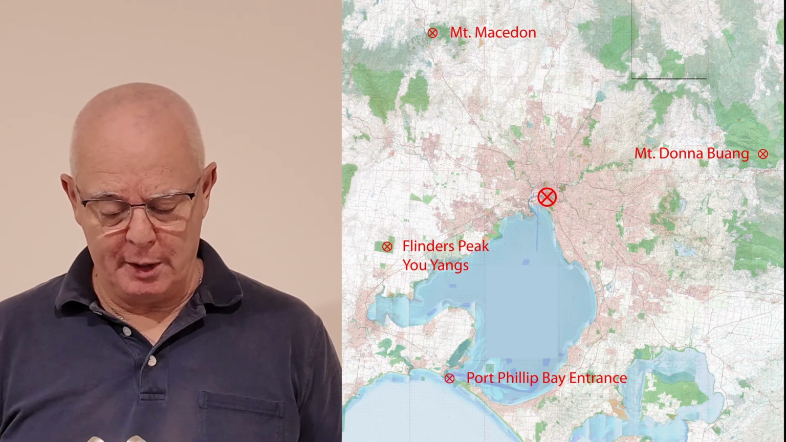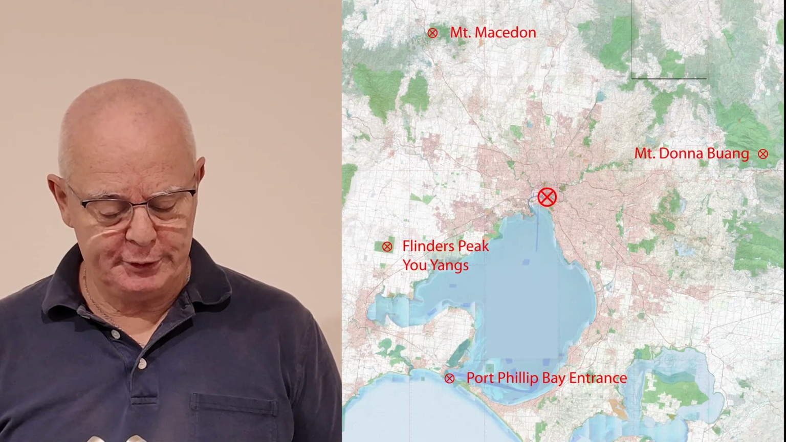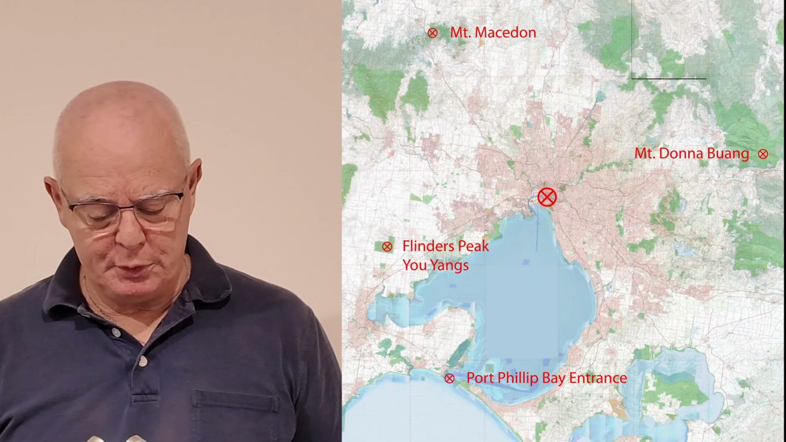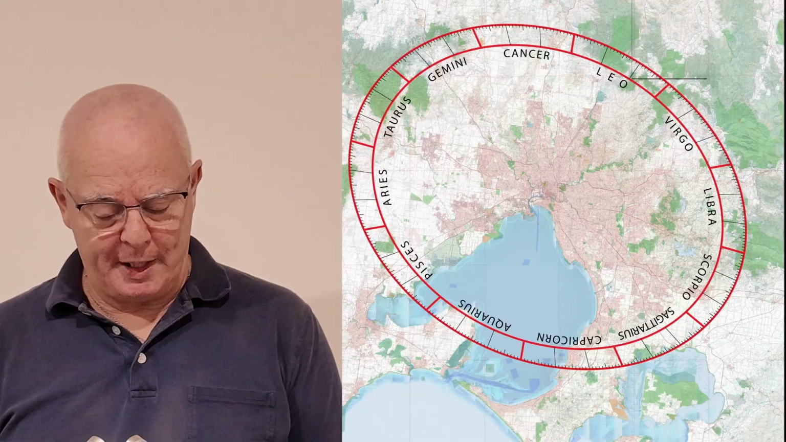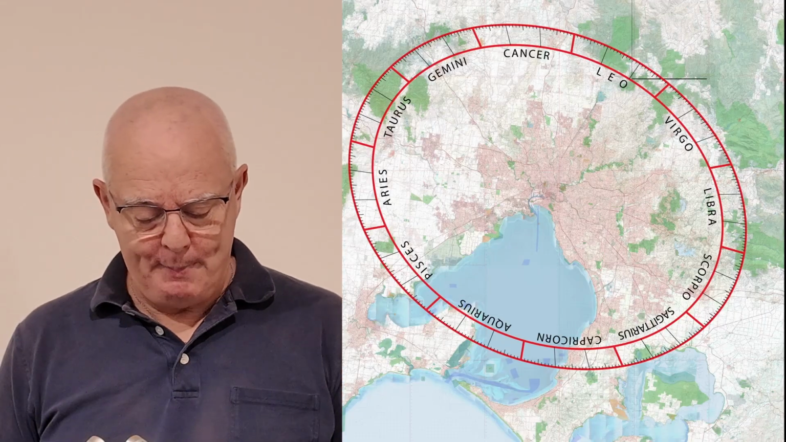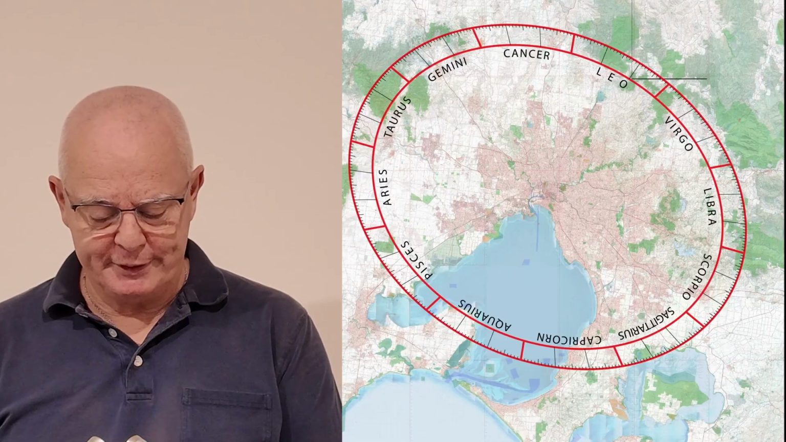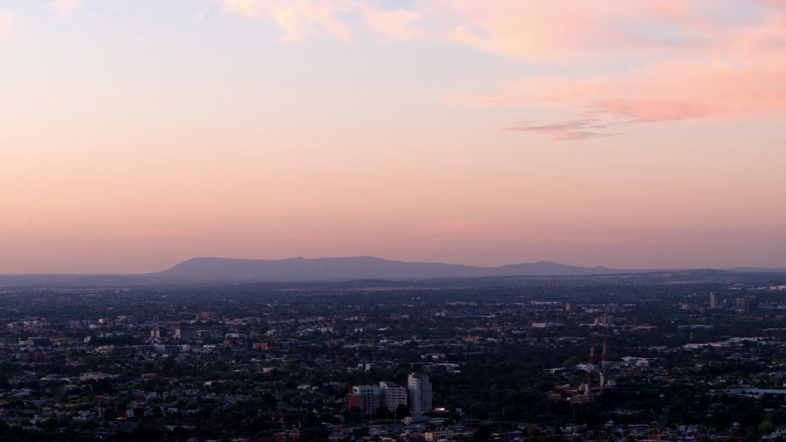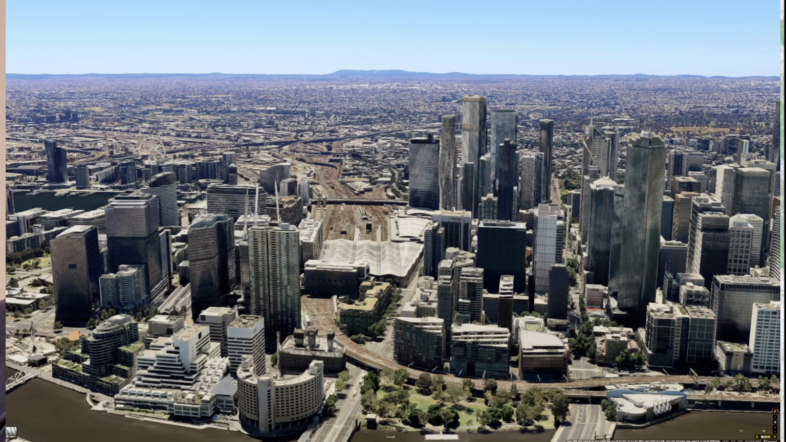The mountains which will decide Melbourne's time of birth are Mount Macedon, Flinders Peak, and Mount Donabuang. This is the local space chart for 10:34 a.m. on August the 30th. Mount Macedon is about 60 kilometres north-northeast of Melbourne CBD. The summit is 1,000 metres above sea level and can be seen from the CBD in clear conditions and a little elevation.